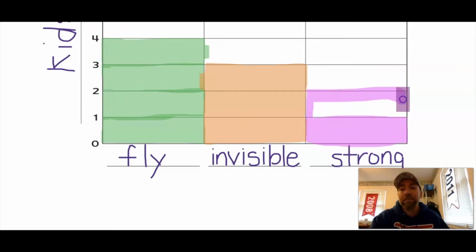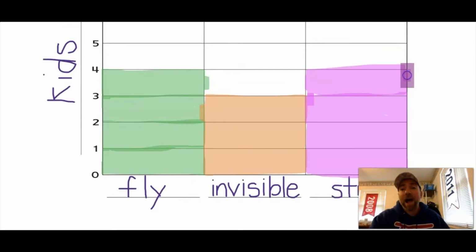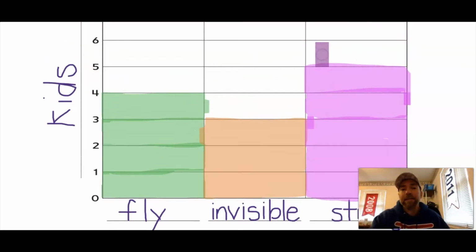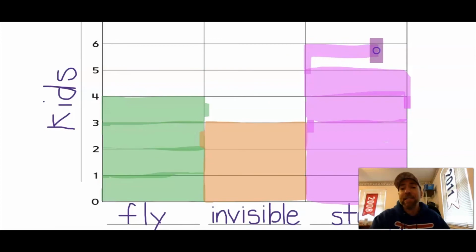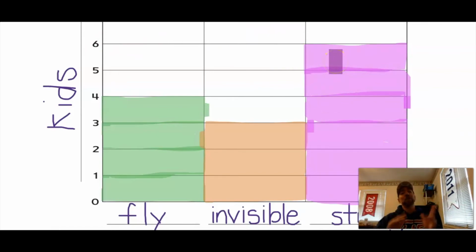1, 2, 3, 4, 5, and 6. And I know it's 6 because at the very top line, it takes me to the 6. Or I can count 1, 2, 3, 4, 5, 6. And again, I used a different color just to make it look pretty.